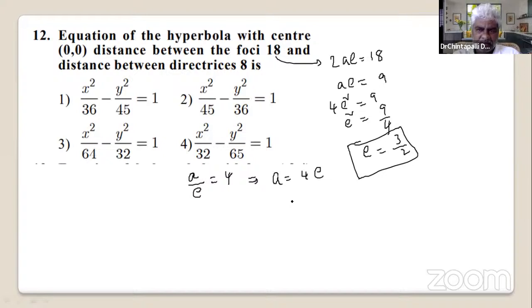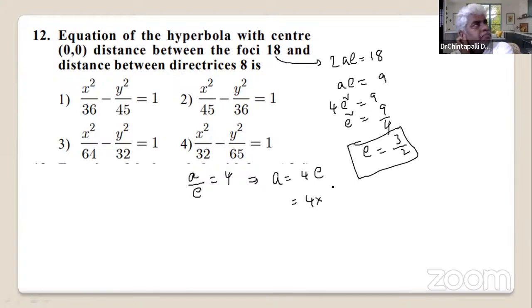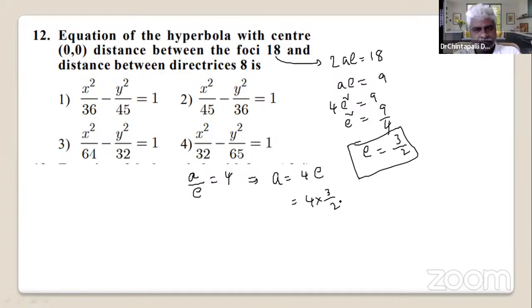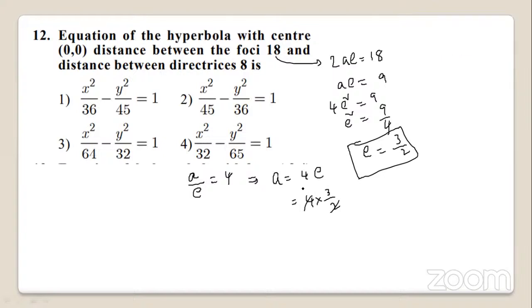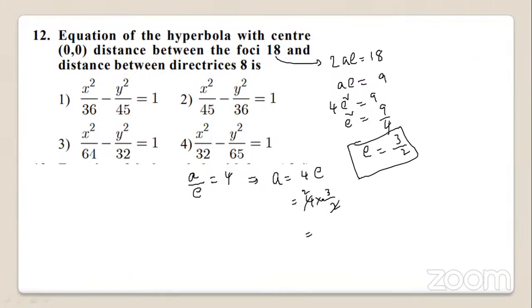Go ahead. A equals 6, sir. A times E, what is E? E is 3 by 2, sir. Very good. How many times? Sir, 2 times. 6 by 6, sir. That's good. A is equal to 6.